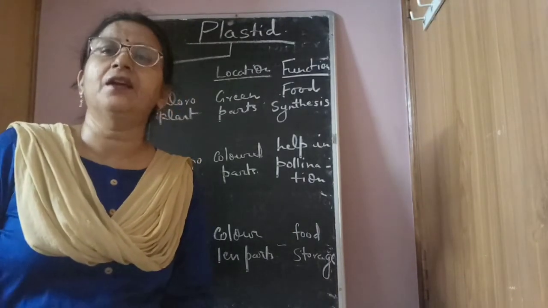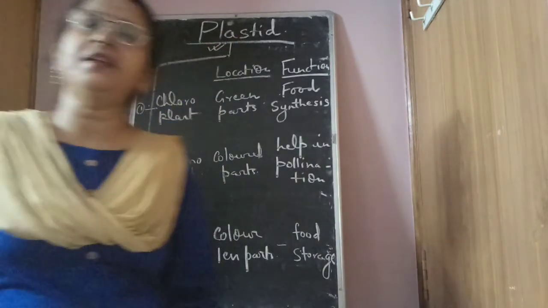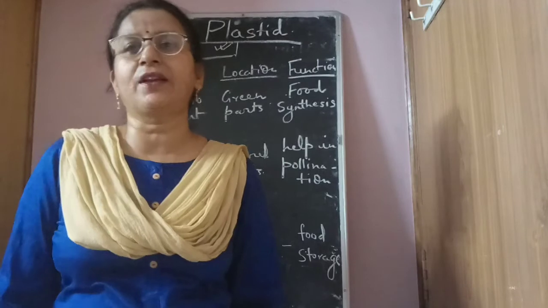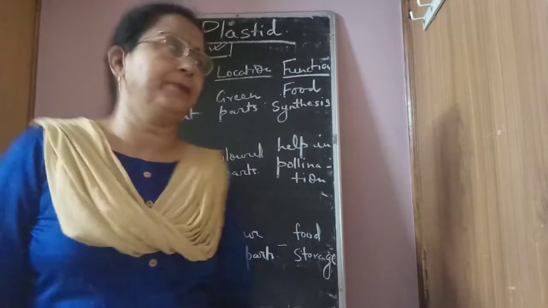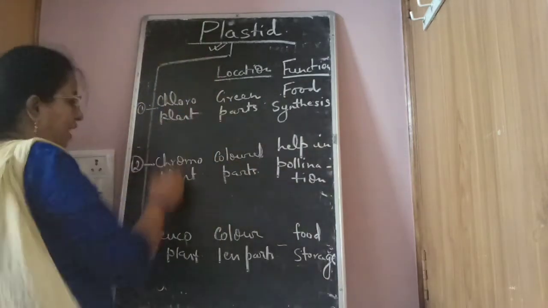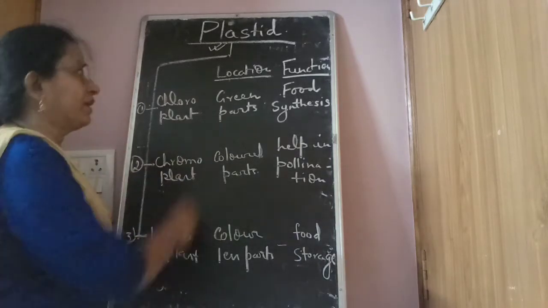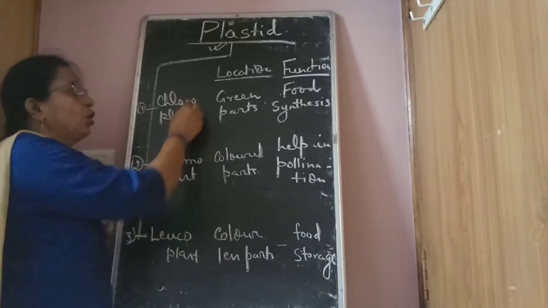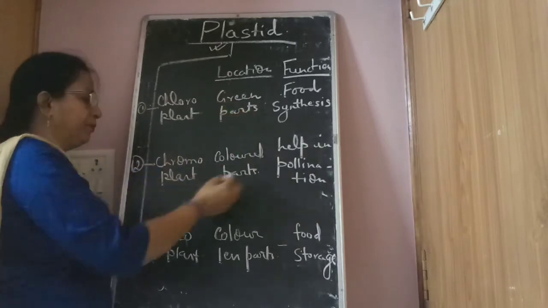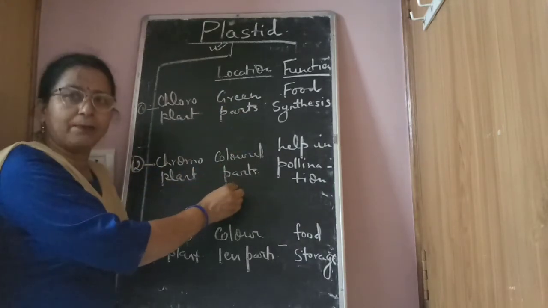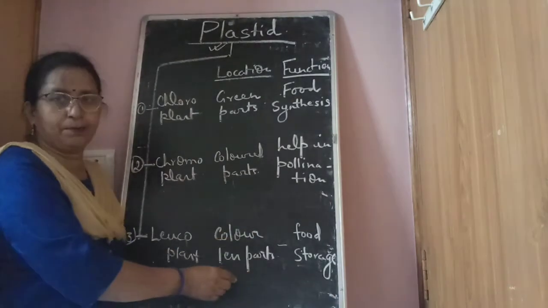Now come to the next cell organelle. Next cell organelle is plastid. Plastid is a double membrane bound cell organelle which is present only and only in plant cells. Plastids are of three types: chloroplast, chromoplast and leucoplast. What is its location? You can see here. Chloroplast is present in green parts of the plant body. Chromoplast is present in colored parts, and leucoplast is present in its colorless part.